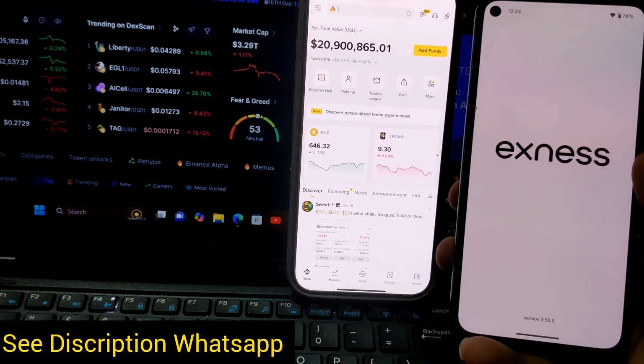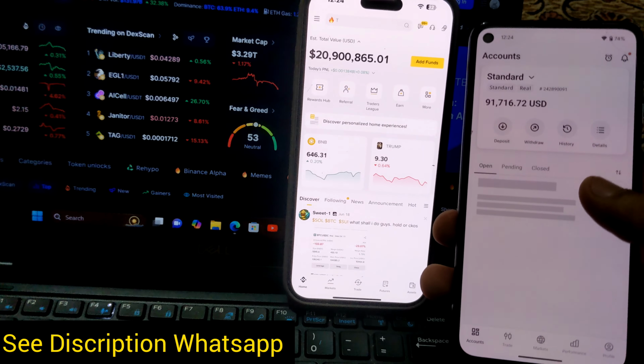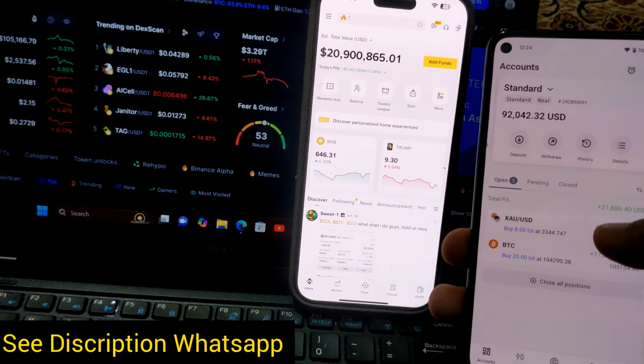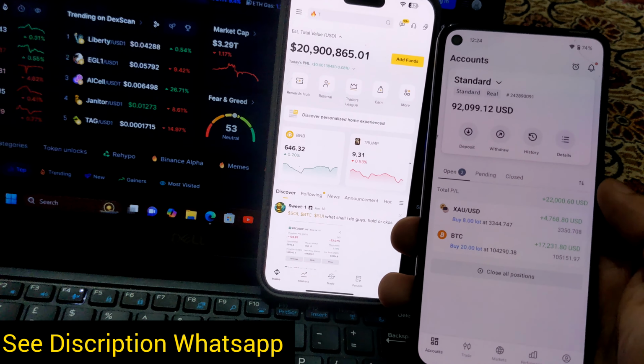So, what is Flash USDT? How to create a Flash USDT? Flash USDT TRC20. Okay, how to create a Flash USDT? Today in this video, I will show you every single thing.